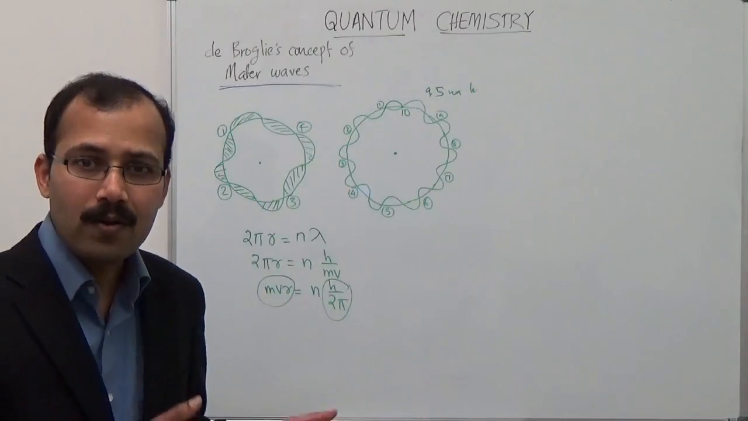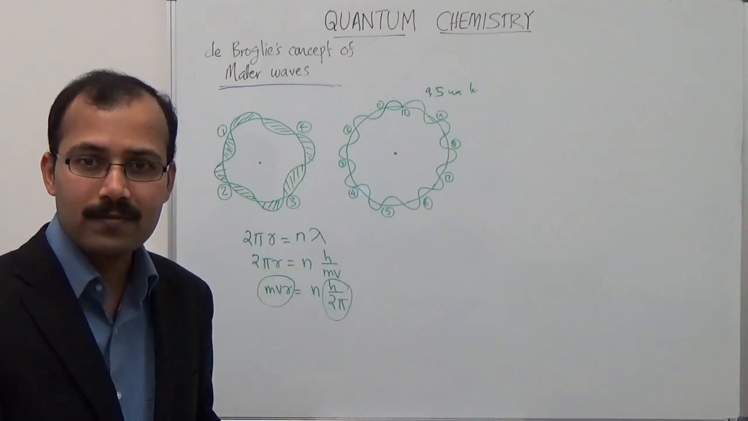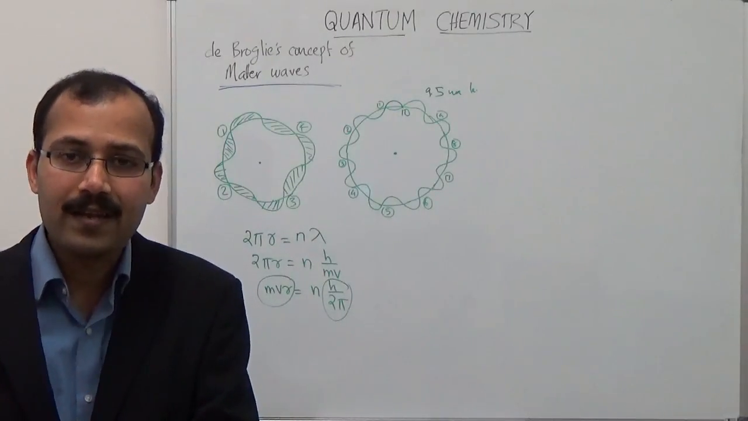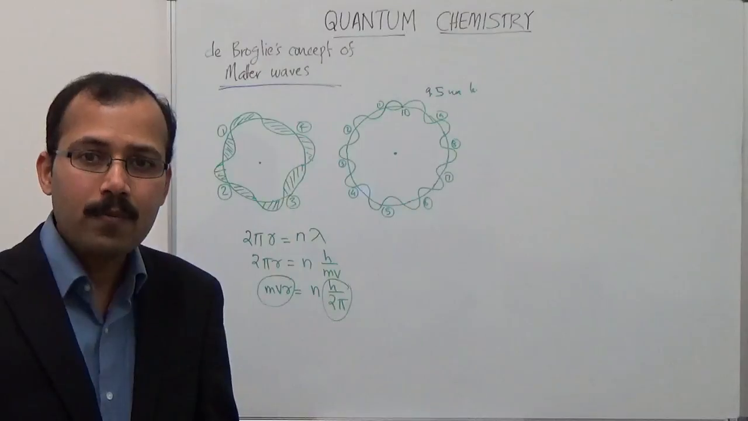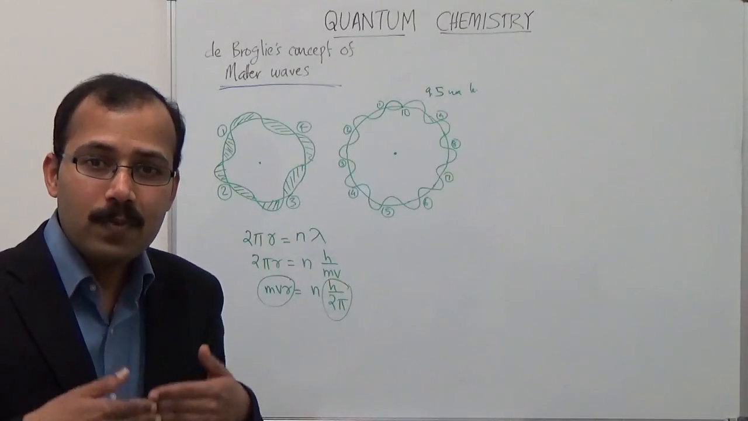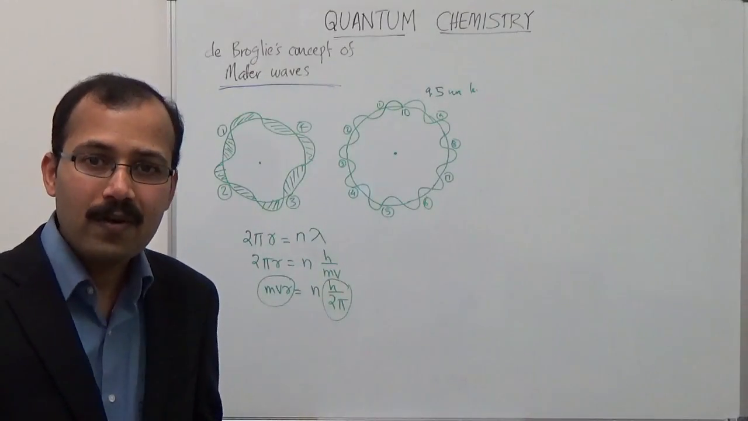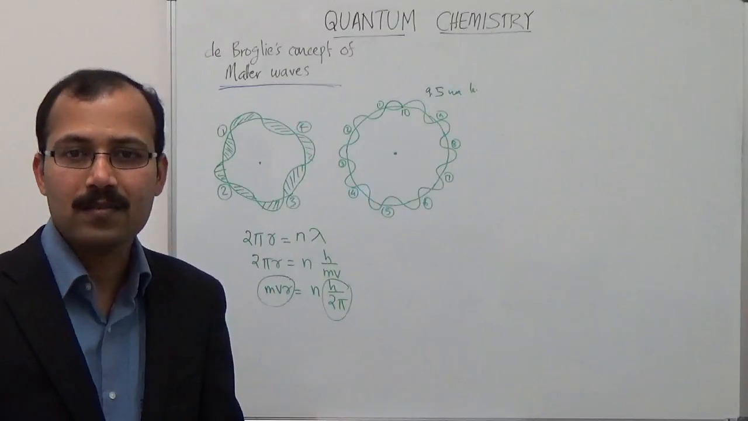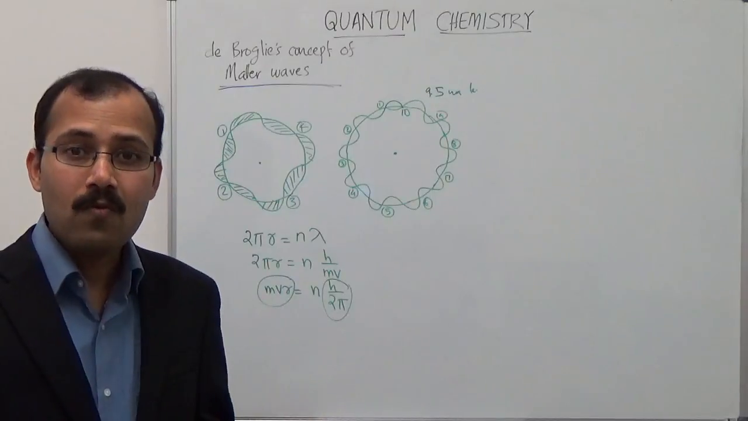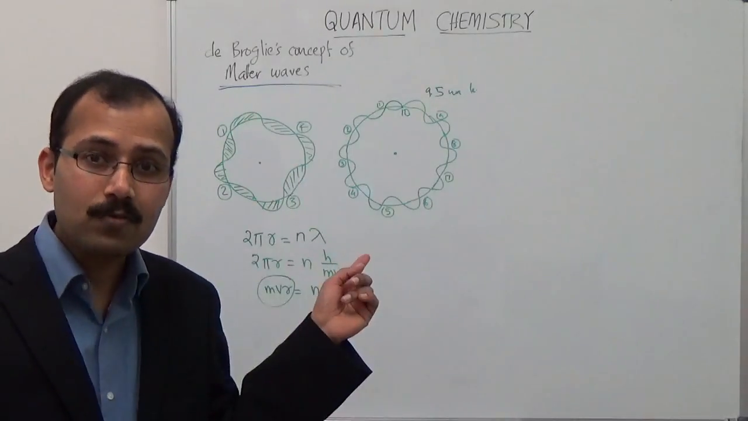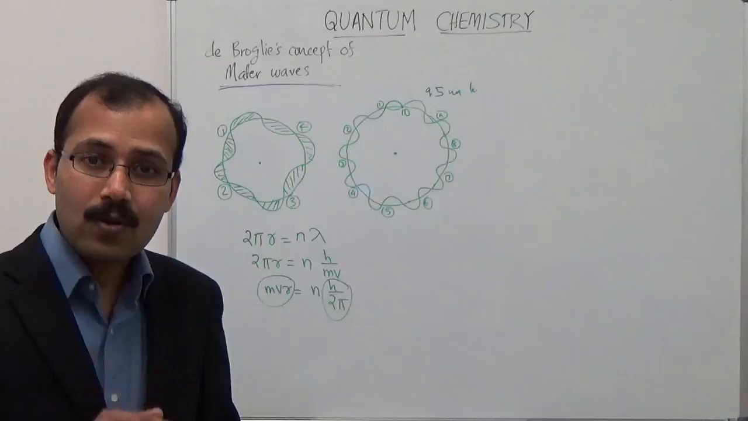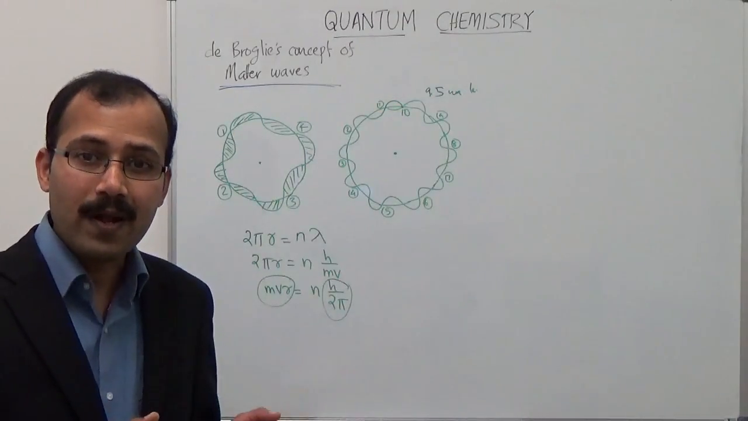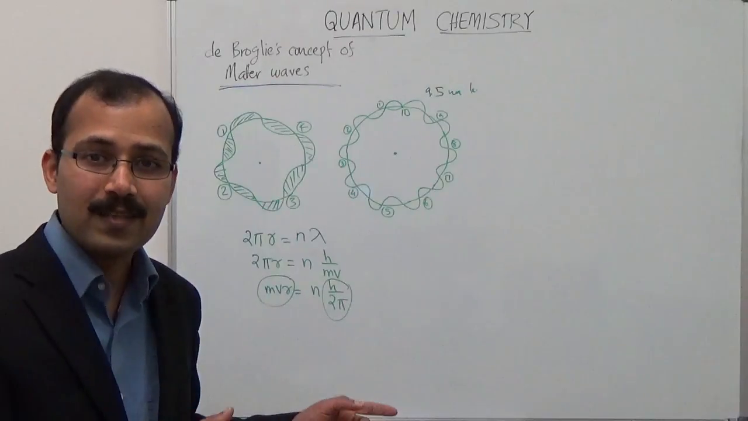For his theoretical contribution of matter waves, de Broglie was awarded the Nobel Prize in Physics in 1929. And for experimentally proving that the electron is a wave as well, G.P. Thomson was awarded the Nobel Prize in 1937. Remember that this G.P. Thomson was the son of J.J. Thomson, who discovered the electron as a subatomic particle. And the father also got the Nobel Prize for discovering the electron as a subatomic particle.